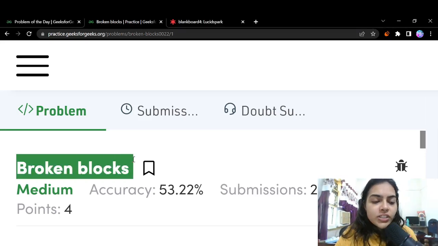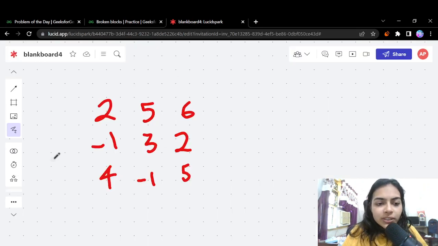Today we are going to do the problem which is called broken blocks. So let's get started using one example.